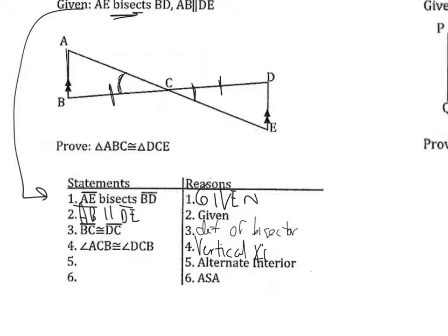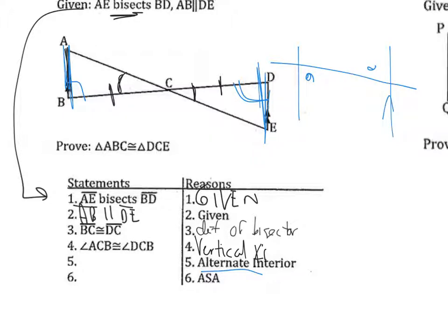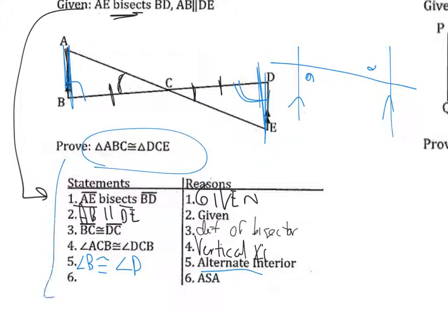So now, because these two are parallel over here, I can say this guy is congruent to this guy because of alternate interior angles. So kind of drawing it a different way, if I go right here, that one's going to be congruent to that one because they're alternate interior angles. So I'm going to say angle B congruent to angle D. So now my last statement is what I'm trying to prove. Triangle ABC congruent to triangle DCE.